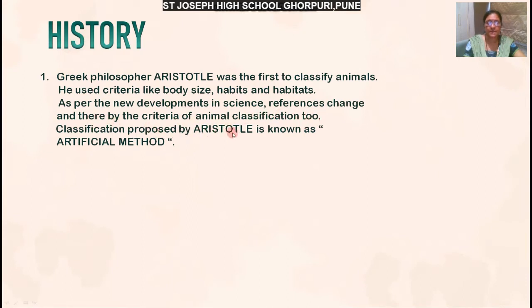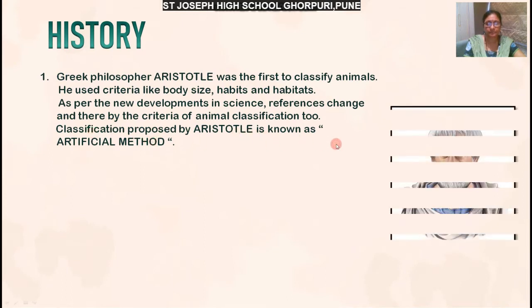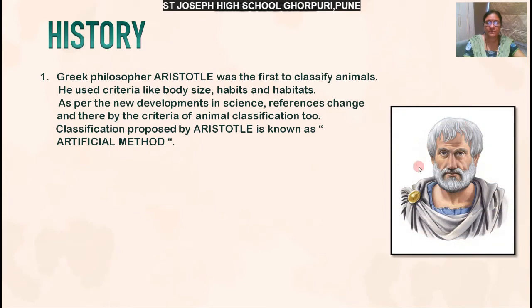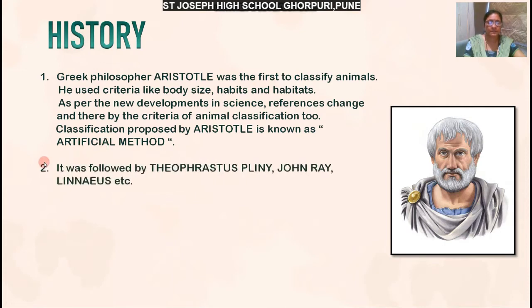Classification proposed by Aristotle is known as the artificial method. This is the picture of the scientist, the Greek philosopher Aristotle. Later, many scientists tried different ways of classifying animals. Among them were Theophrastus, Pliny, John Ray, and Linnaeus, etc.